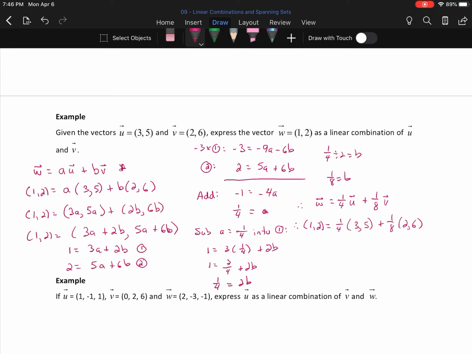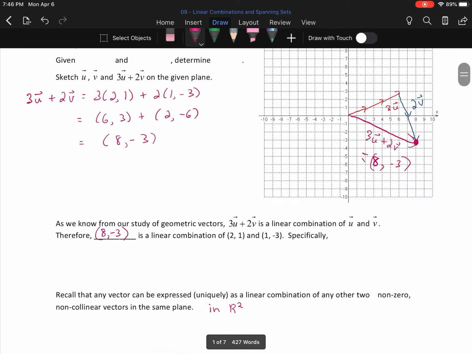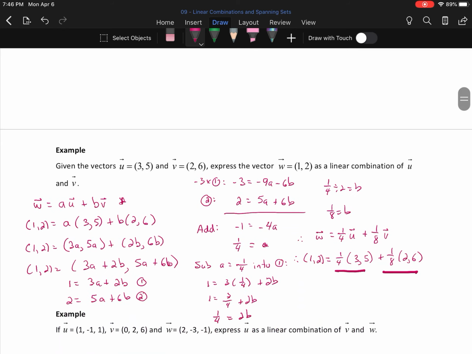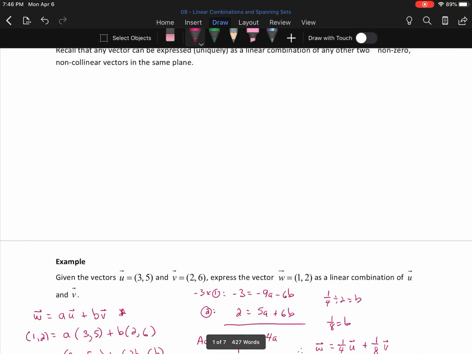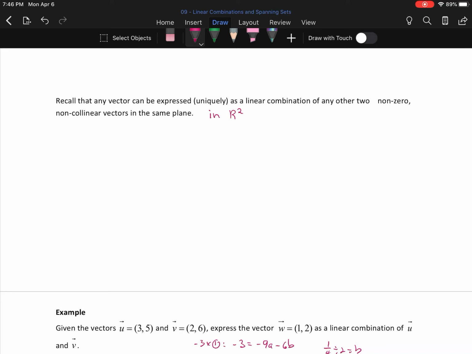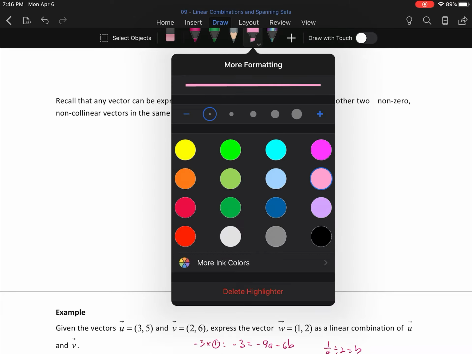It's tough to visualize what's just happened, but what's just happened is apparently, if you want to go 1 comma 2, you can do that as 1 comma 2. But you could also do it by going 1/4 of 3 comma 5 and 1/8 of 2 comma 6. That will give you the same result. Shocking, shocking result.